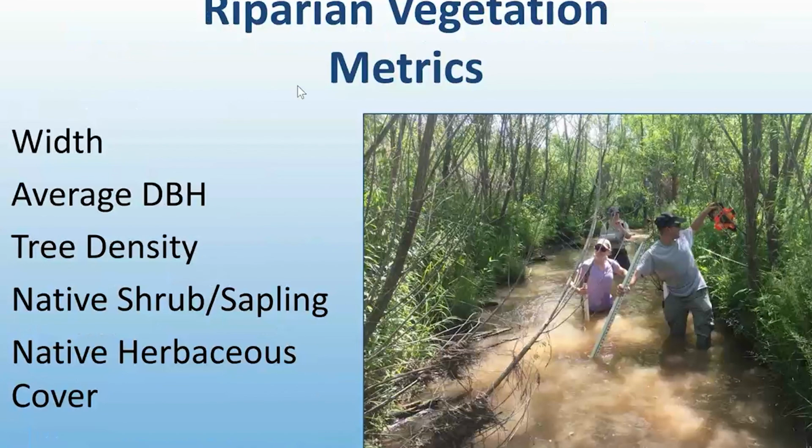The metrics that are in the Michigan SQT are riparian width, average DBH, which is the diameter at breast height, tree density, native shrub/saplings, and native herbaceous cover. So this one you would only do if you were in a herbaceous reference vegetation community. So your riparian vegetation parameter is stratified in the Michigan SQT by that reference vegetation community. Is it a forested system naturally? Is it a scrub-shrub system naturally? Or is it a naturally herbaceous system?